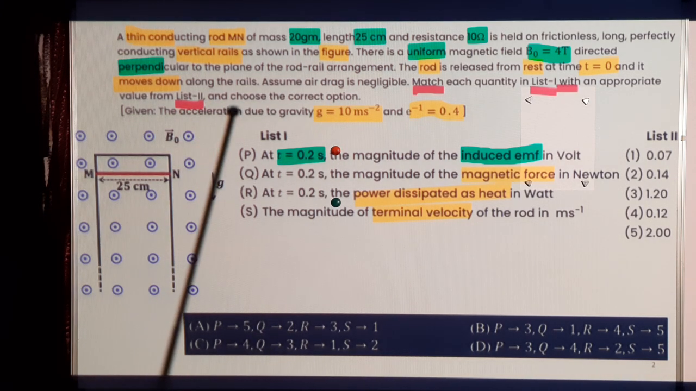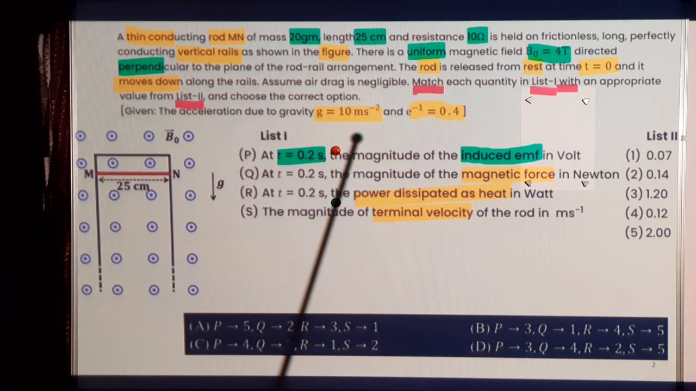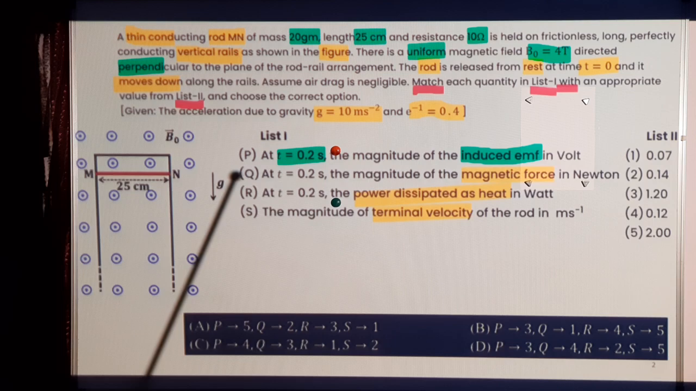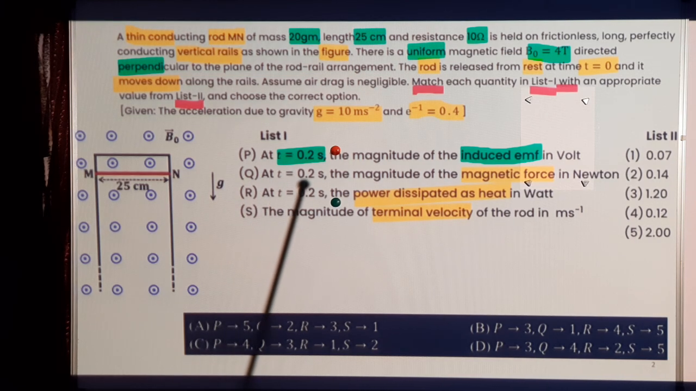Given the acceleration due to gravity g is 10 meter per second square and e raised to the minus 1 is 0.4. List 1: P, at t equal to 0.2 seconds, magnitude of induced EMF in volt. Q, at t equal to 0.2, magnitude of magnetic force in Newton. R, at t equal to 0.2, the power dissipated as heat in watt. S, the magnitude of terminal velocity of the rod in meter per second. List 2 has got some values, so match these two. Four options are given. You can pause and try this question.